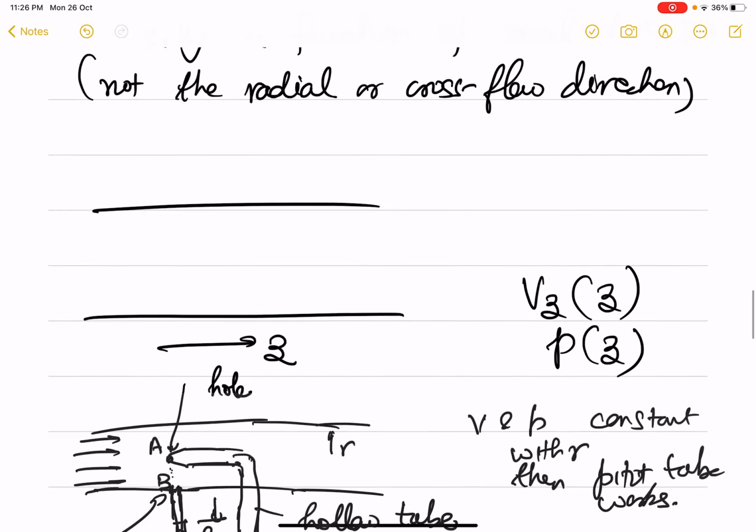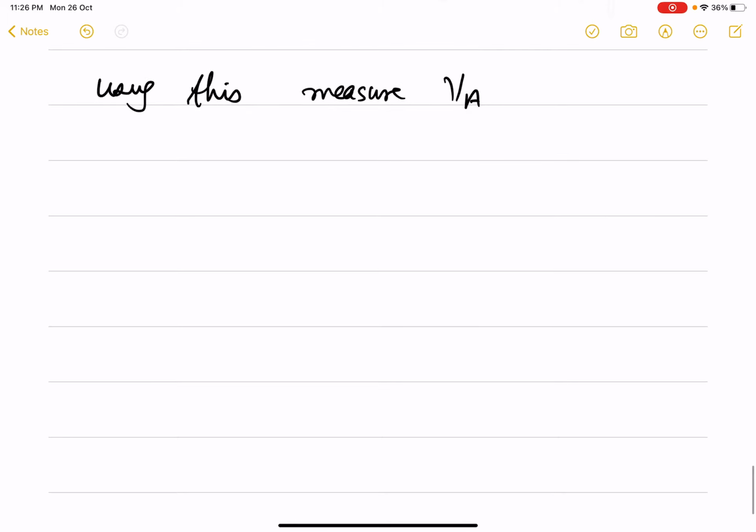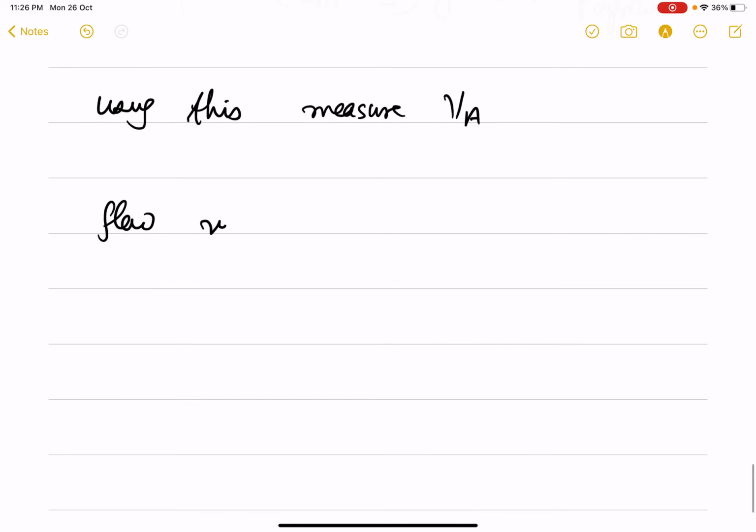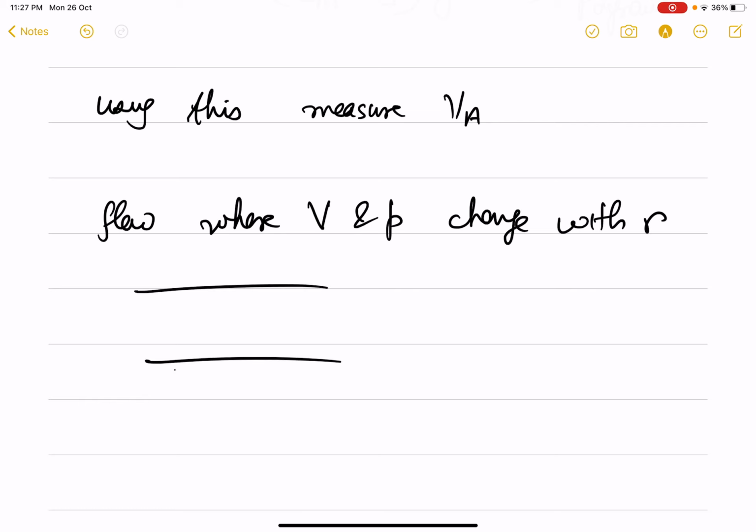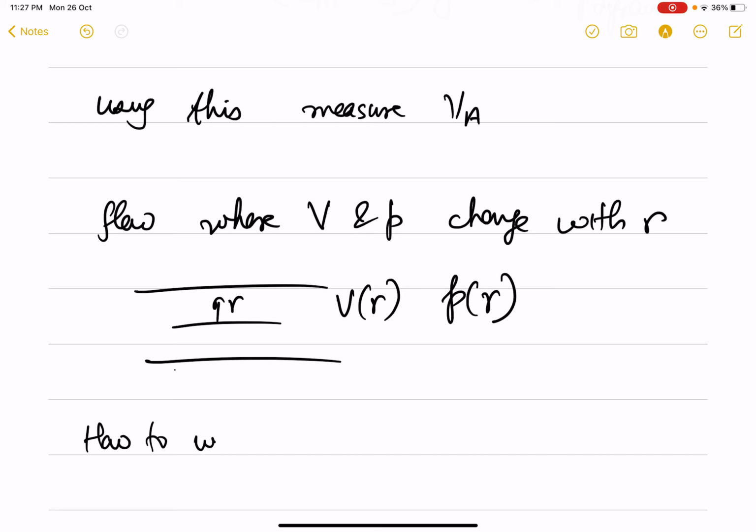But you could have a flow where V and P change with R. So that means I have a flow like this. This is the R direction. Velocity is a function of R and pressure is also a function of R. So how do we measure V and P in a flow like this?